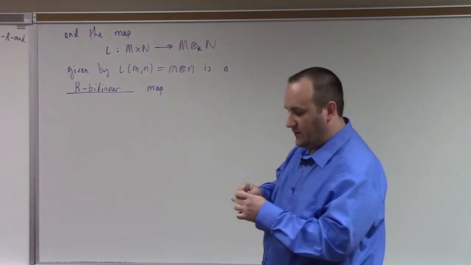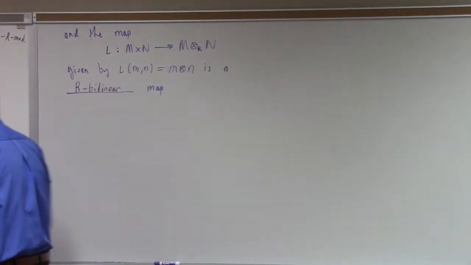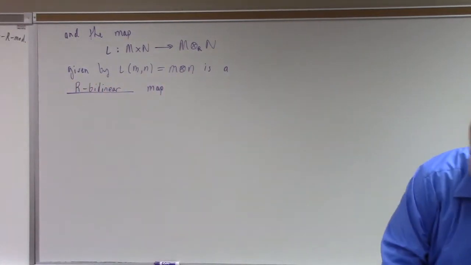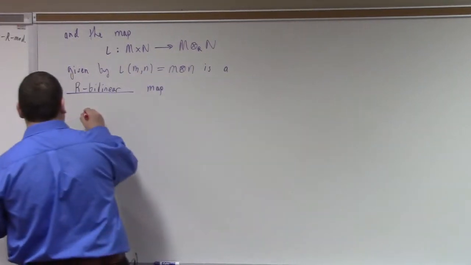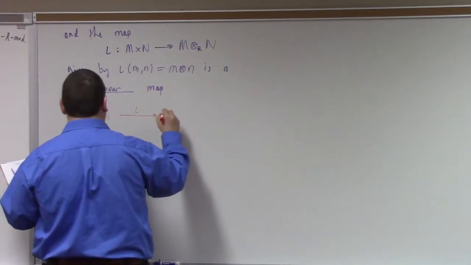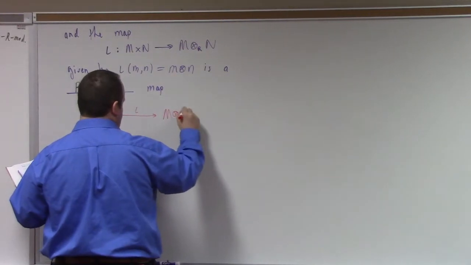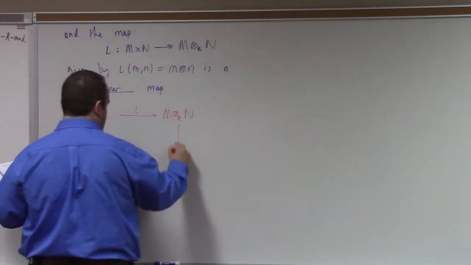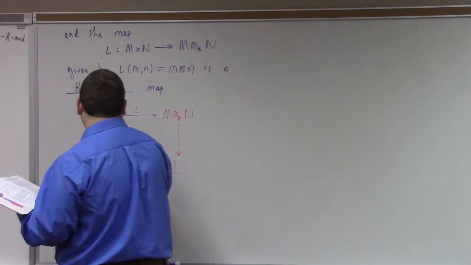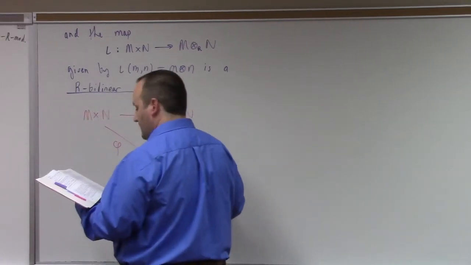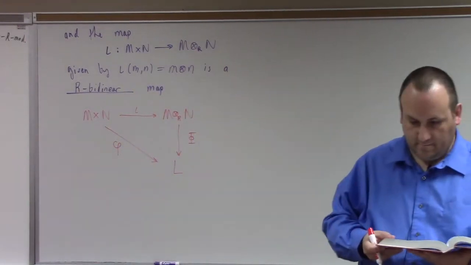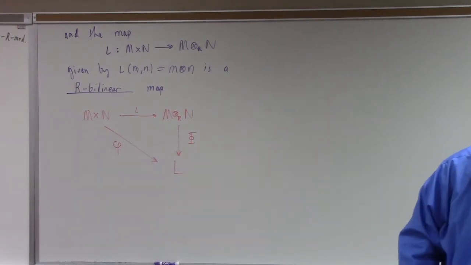And then the larger point here is that there's a direct correspondence between R bilinear maps and homomorphisms from the tensor product into something else. In particular, we have the following diagram. We have M cross N, the stupid map, into M tensor N, and so this diagram commutes. In particular, to each R bilinear map phi, there corresponds an R module homomorphism, big phi, which are related by assuming the diagram commutes.